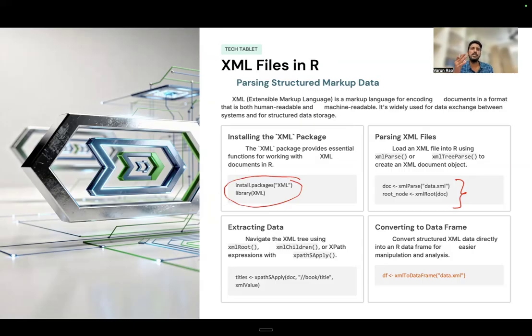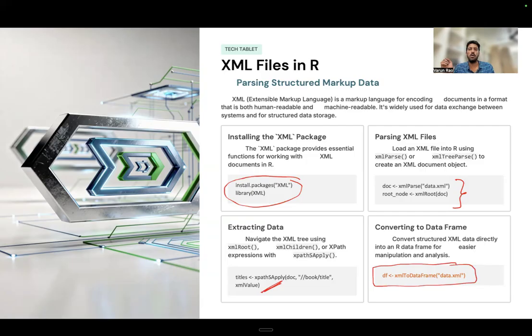So what does this do? It is both human readable and machine readable. I think that's the beauty of the XML file. And it is very widely used for data exchange between systems, specifically for structured data. So here I would be installing the XML package first. I would be parsing the XML file. Then I would be extracting the information which is in the Excel. And finally, I would be converting it into a data frame.